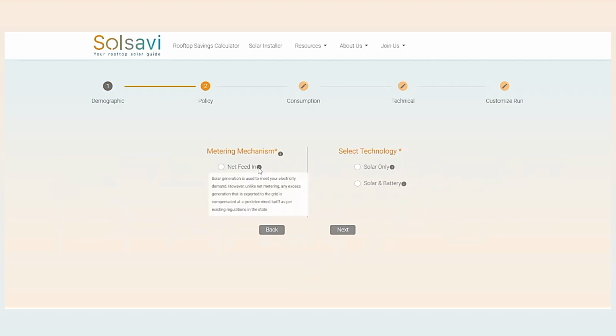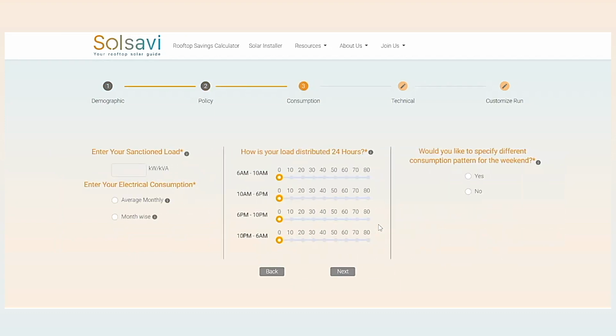Some details about the metering mechanisms are provided in the I button, which will allow you to have a better understanding of each metering mechanism. For this scenario, we select the net feed-in mechanism, and it's a solar plus battery technology that we want to try and simulate. I select these and click next to proceed to define my consumption.